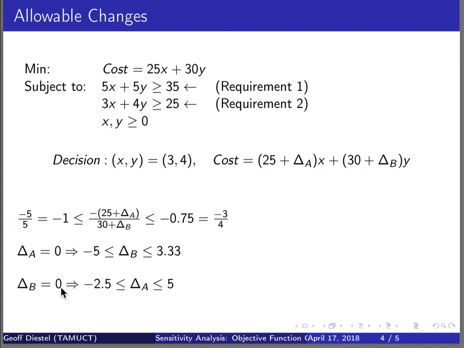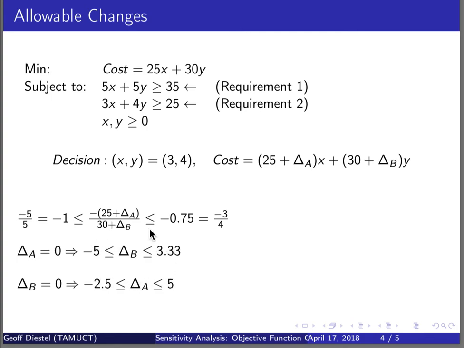Similarly, if we let delta B equal 0, we just plug in 0 for delta B in our original set of inequalities, and then we solve those inequalities for delta A. And we see that delta A can range between negative 2.5 up to 5.